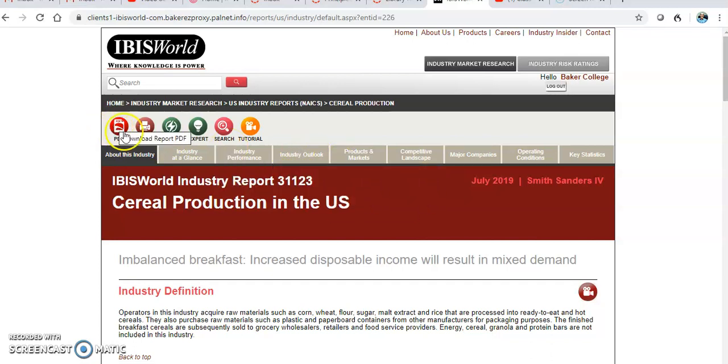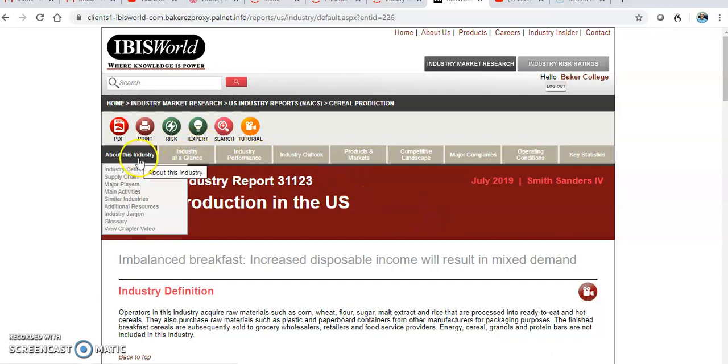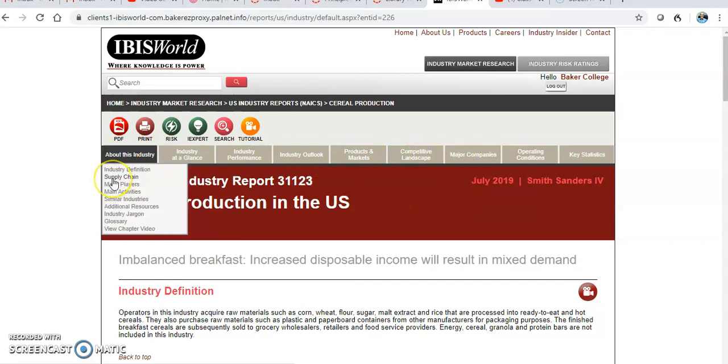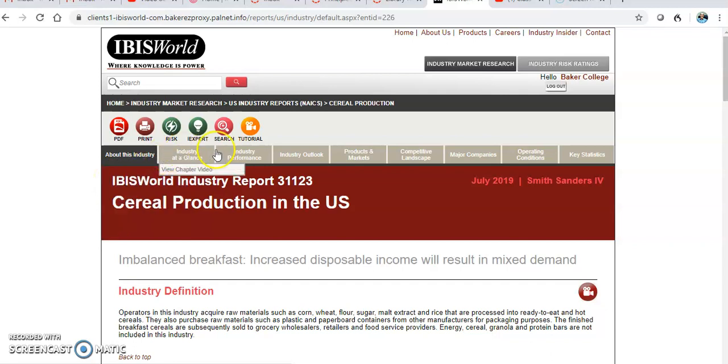Okay, you've got PDF, you can print off stuff. You've got experts, you can search within here, and within each little section you have video tutorials. This is a wealth. I always stumble over myself trying to explain the benefits here. This is a wealth of information. Look at these tabs about this industry. Look at here. Major players, your ask. We're going to get down here to major companies. Your ask, supply chain, you're going to have to look at that. Industry at a glance.